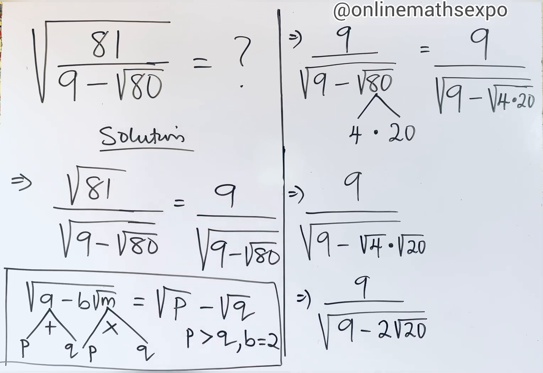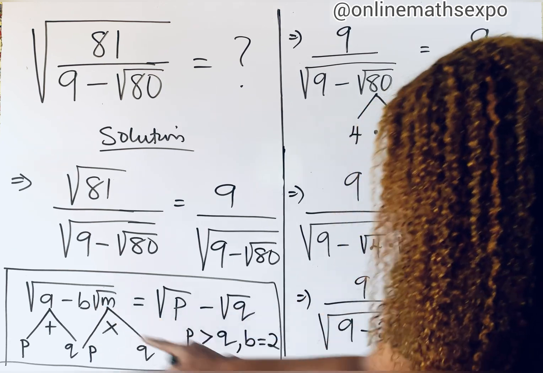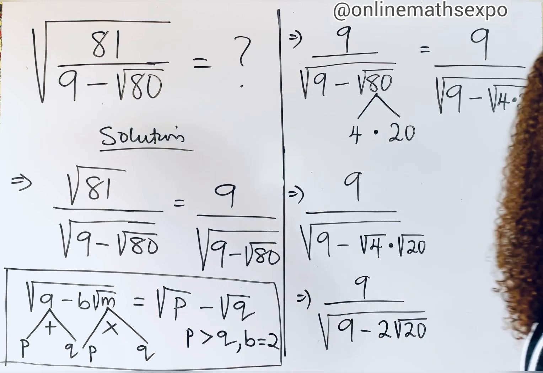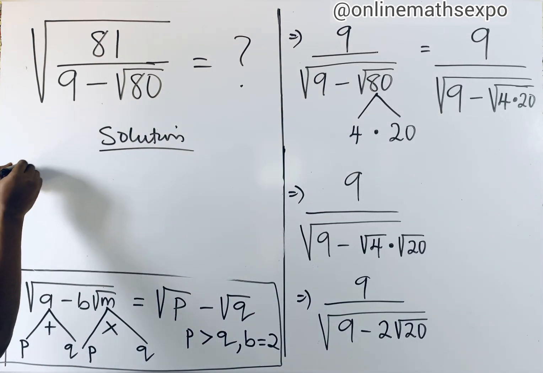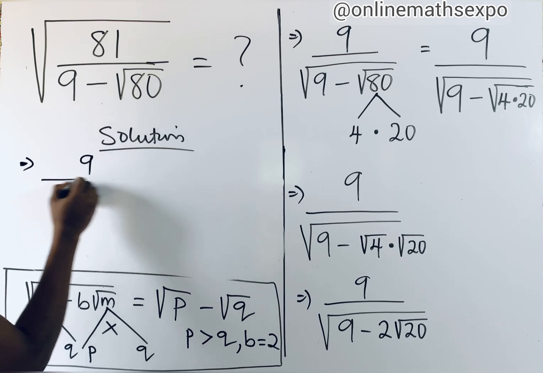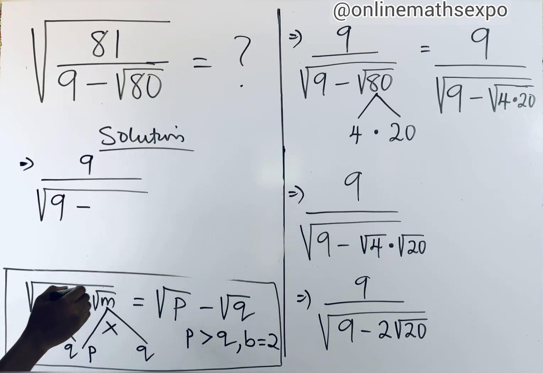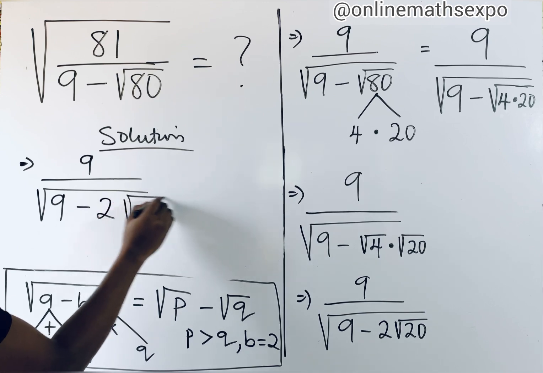Interesting. Now what does that mean? You see, we've been able to get 2 here, obeying this. But what you need to do next is to find two numbers that when we multiply, give us 20, and when we add them, give us 9. Let's take it to this part. So we have it that this is now 9 divided by root of 9 minus 2 root 20.